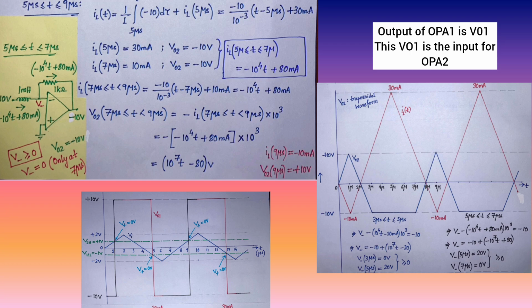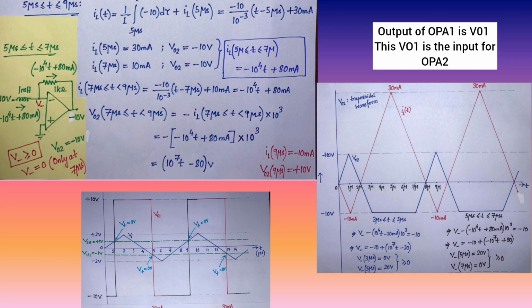Here is the same diagram where you can see that my V plus is greater than 0. Only at 7 microsecond it becomes 0. From 3 microsecond my V plus is going to increase from 0. At 5 it will reach a particular value, and then from 5 to 7 it decreases back to 0. So at 7 microsecond my V minus will be equal to 0.